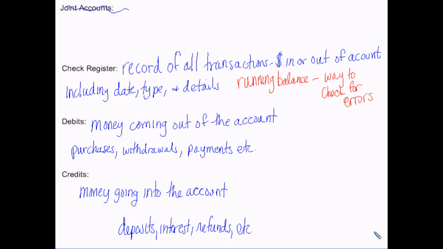Debits are money coming out of your account: purchases, withdrawals, payments, and that could be through a check or your ATM card or debit card, automatic bill pay, whatever. Any money that comes out of your account is a debit, and any money that goes into your account is a credit. That could be deposits, interest, refunds, anything like that.